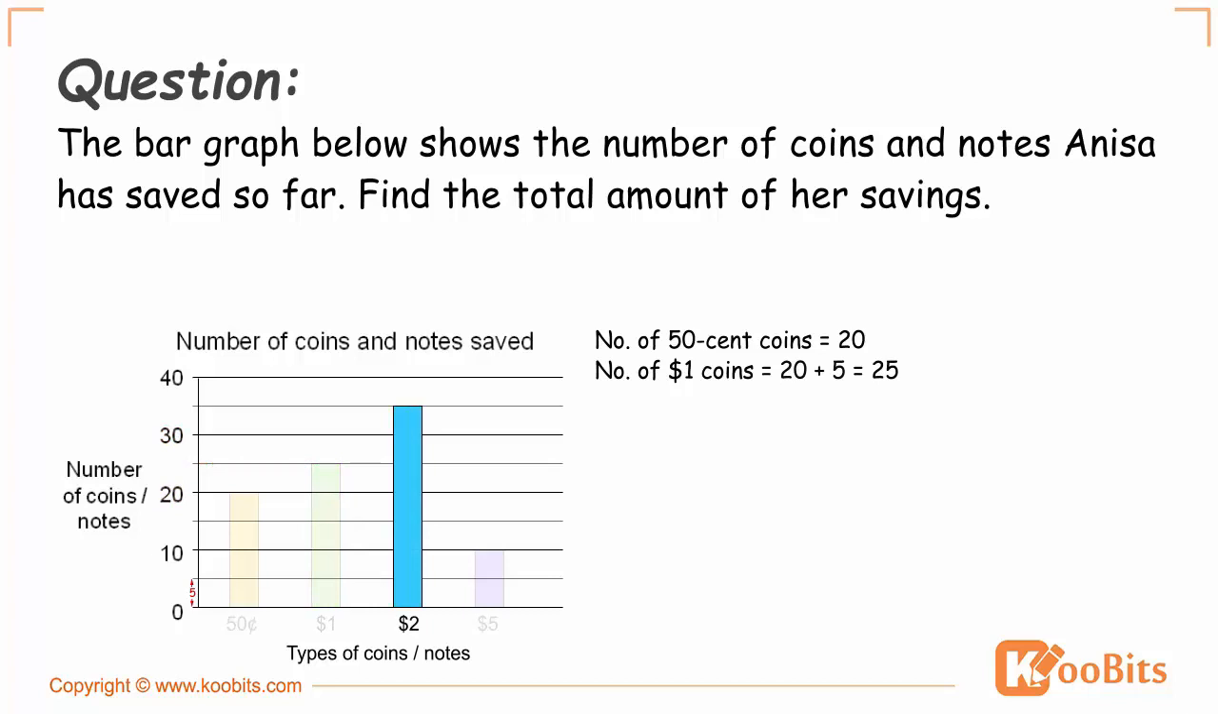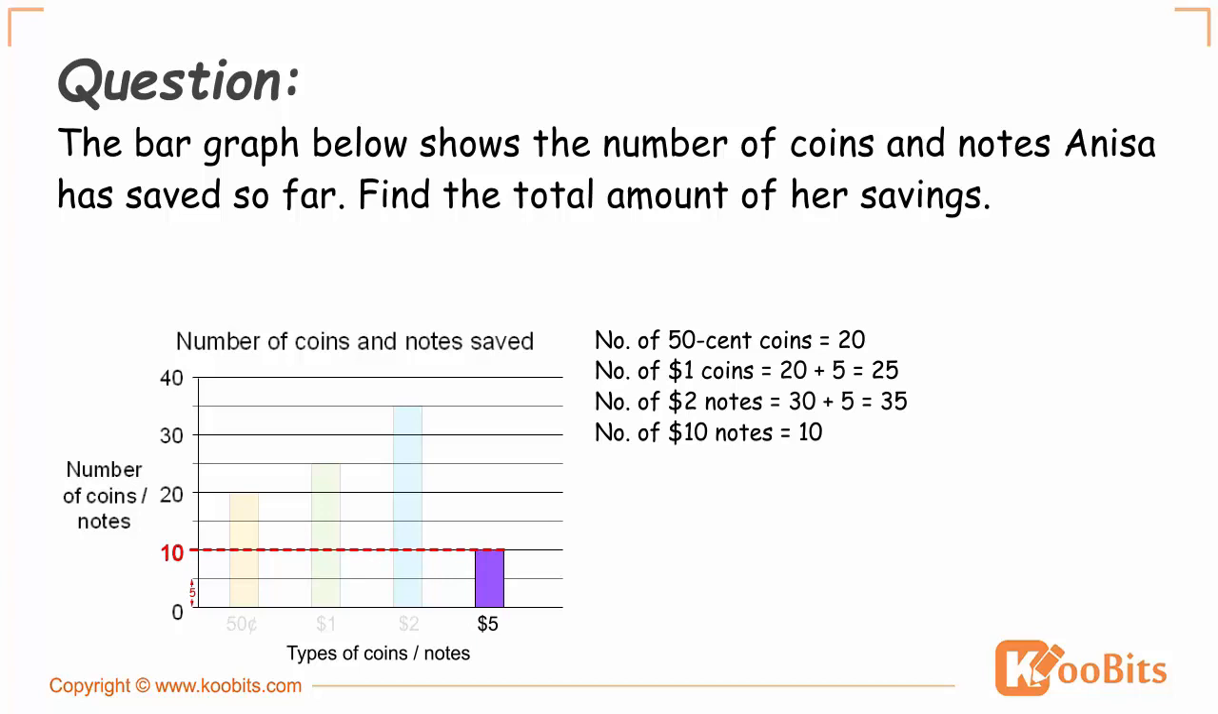Next, let's look at the bar representing the number of $2 notes. Similar to the previous bar, the height of this bar lies between the number 30 and 40. So, the number of $2 notes is equal to 30 plus 5 equals 35. Lastly, let's look at the bar representing the number of $5 notes. How many $5 notes are there? Yes, there are 10 pieces of $5 notes.